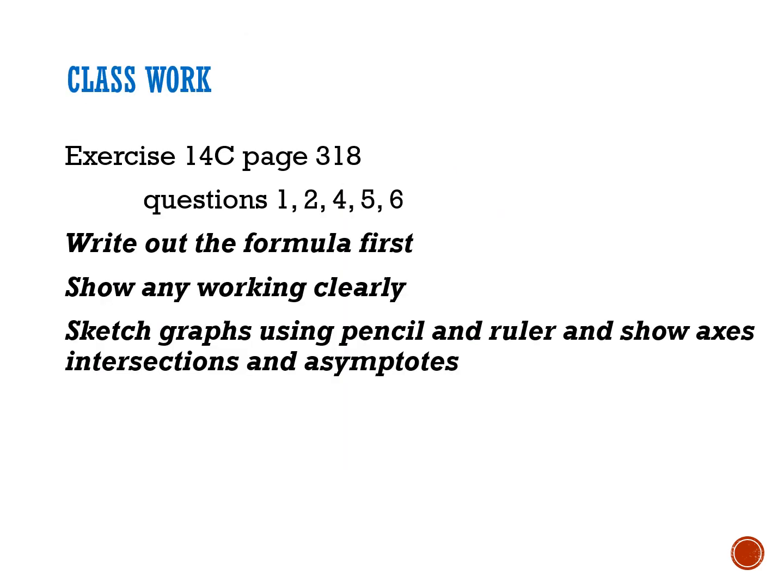Okay, so that's it. Hopefully you got those examples down. Hopefully you understood what I was saying there. So you've got 5 questions to complete from exercise 14C. Do write out the formula first, do show substituting in, so showing all of your working, and if you are asked to draw the graph, important things to put on it are your axis intersections, and then also dash on any asymptotes if it is tending to a certain value.